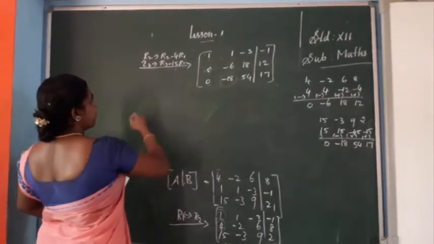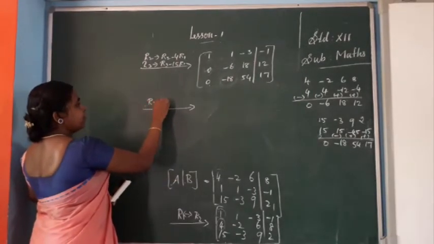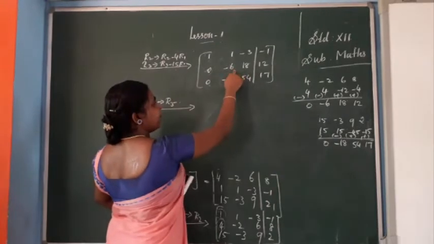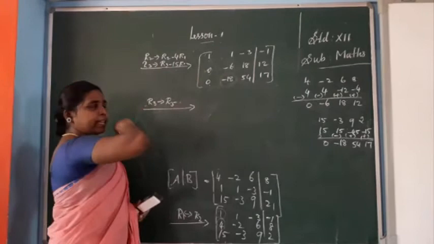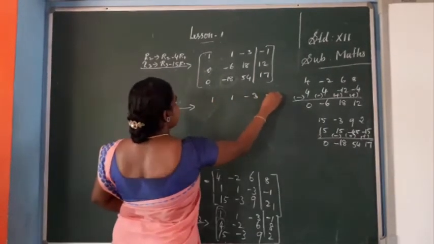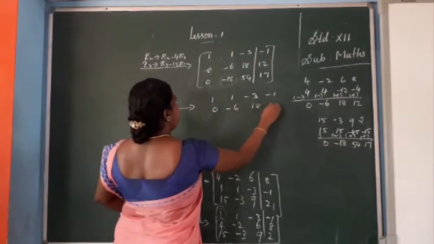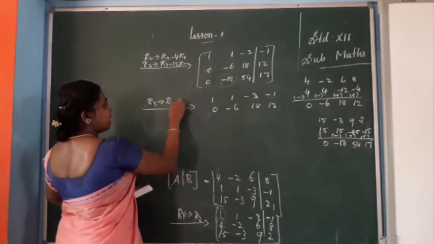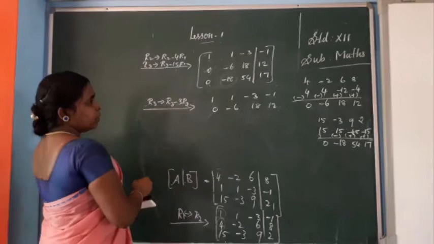Next, last we can do. So R3 gives R3 minus. Actually, a 6 is there. If you are multiplying by 3, you will get one more 18, doesn't it? So 18 minus 18, we can simplify. 1 minus 3 minus 1. Then 0 minus 6, 18, 12. Then next, R3 gives R3 minus 3 R2, isn't it?